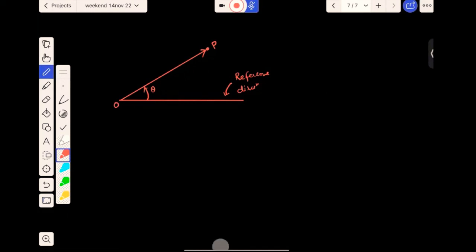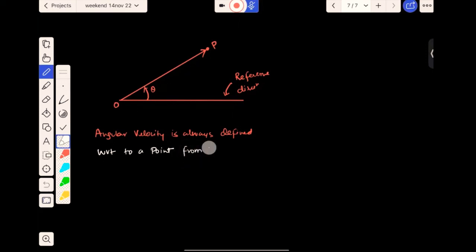No? So angular velocity is always defined with respect to a point from where we consider the position vector of the given point. No?